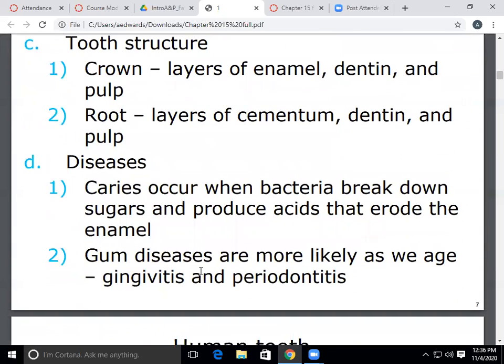So the structure of the tooth, the layer that you see is the crown. It has layers of enamel, and underneath it there's dentin. Underneath that there's pulp. Now what you typically don't see is the root. And it has cementum, which helps connect it, some dentin as well as pulp.